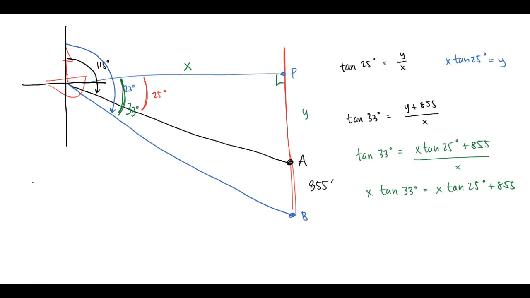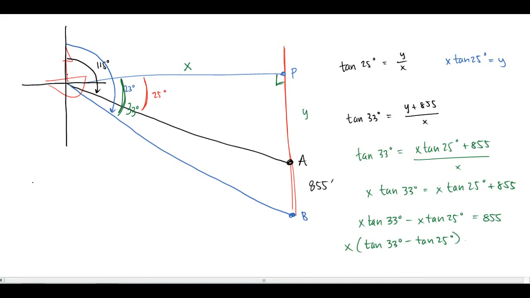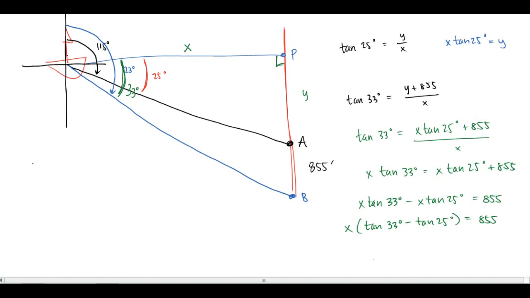And so now I'll subtract that other one over, and we have x tan 33 minus x tan 25 equals 855. Now the reason I wanted both those x's together is now hopefully I can factor them out, and as you can see I can factor it out and have x times (tan 33 minus tan 25) equals 855, and all of a sudden this has gotten to be really nice where I can solve for x just by figuring out what 855 over (tan 33 minus tan 25) is. And this has gone very smoothly.